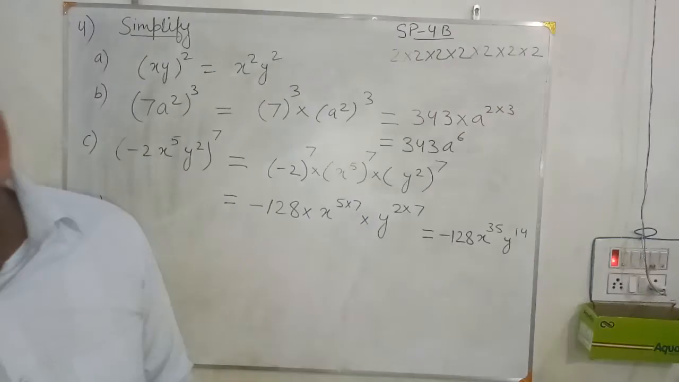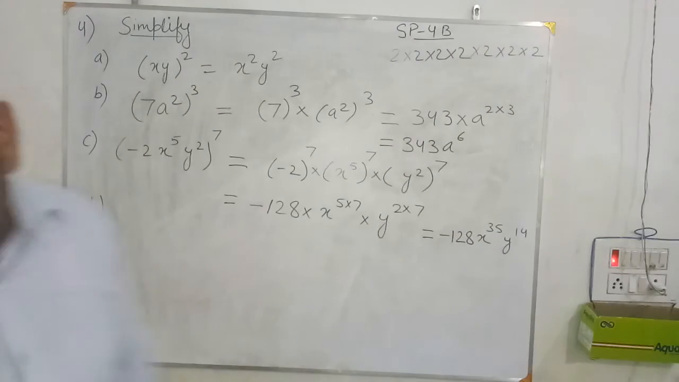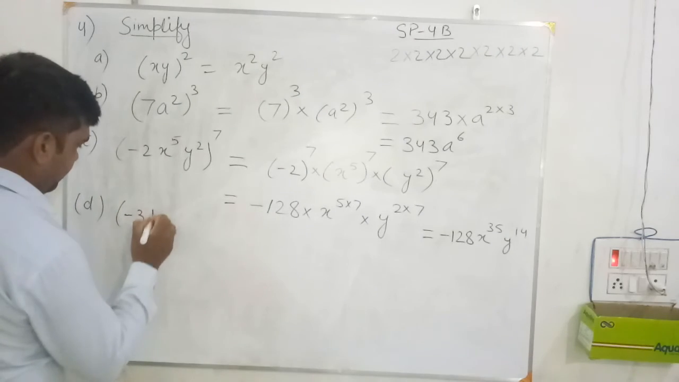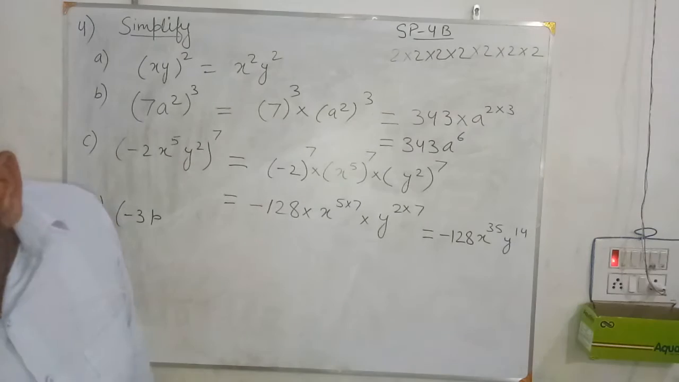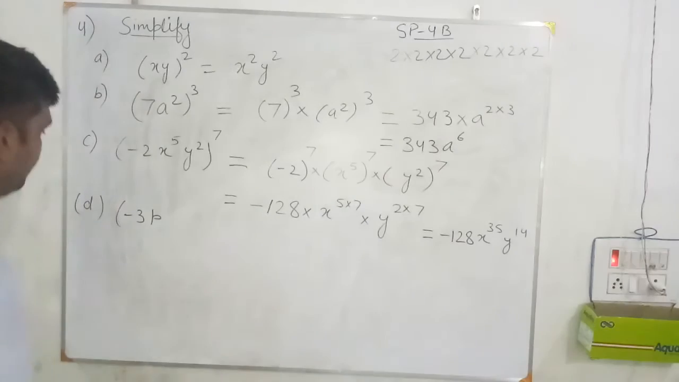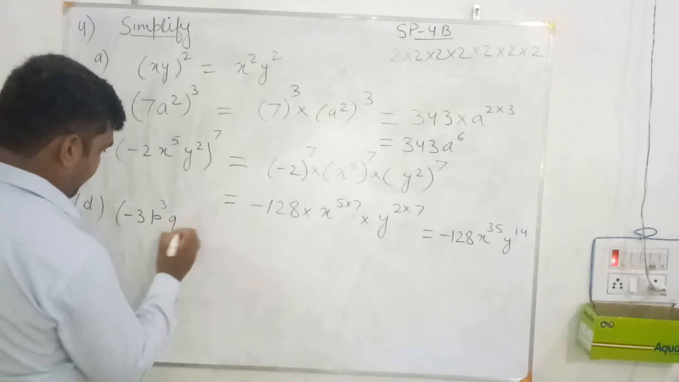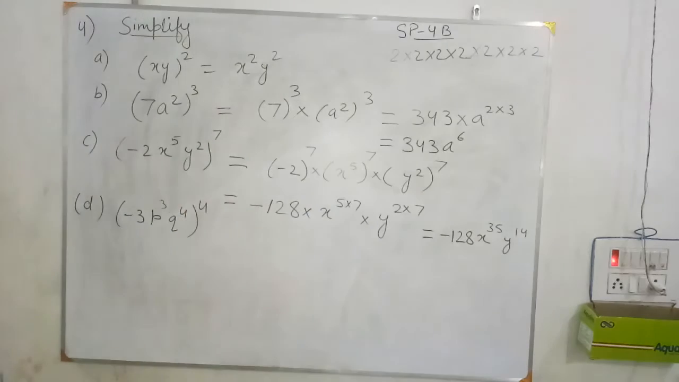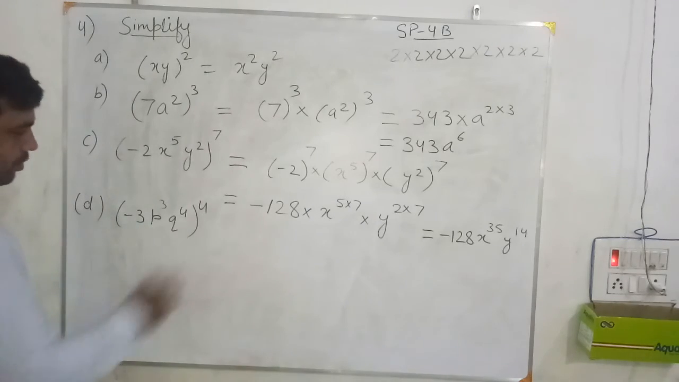Fourth, D. Minus 3p cube q to the power 4, whole to the power 4.